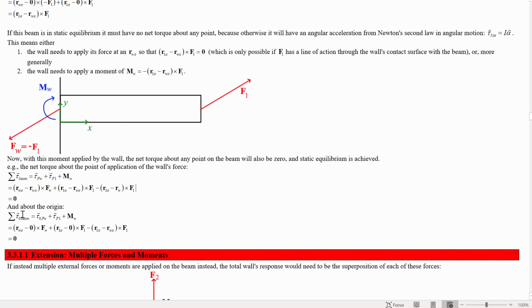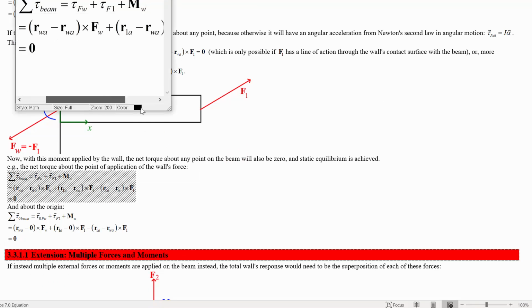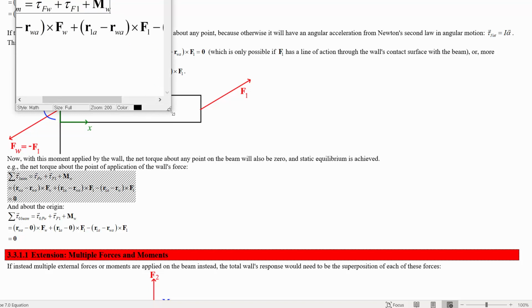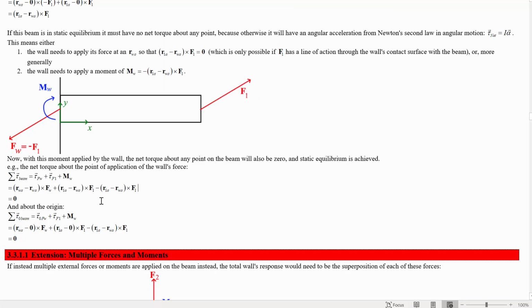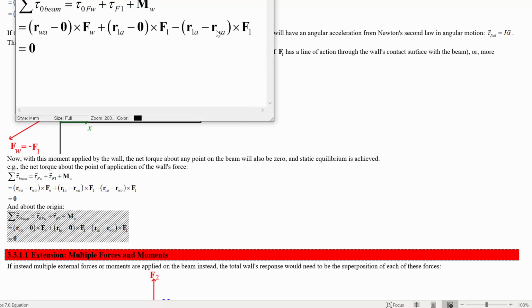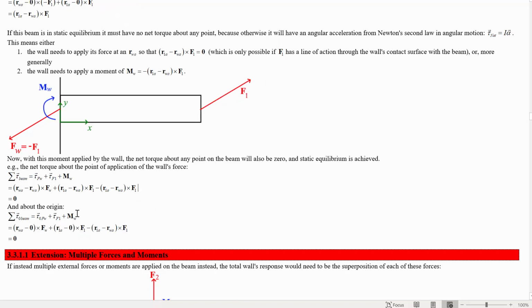If we found this about the origin instead, it's the same idea, but instead of subtracting the wall's reaction force to find each of these moment arms, that should be a WA in that one. Whoops, there's an A, yeah. Instead of subtracting WA, we will be subtracting 0 for the two forces. This last one was the moment, and so we don't change what we were doing in there, because it's just added the same no matter whether we're finding the torque about the origin or about the application point.